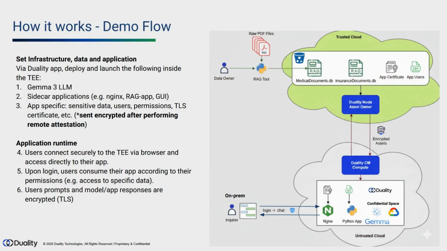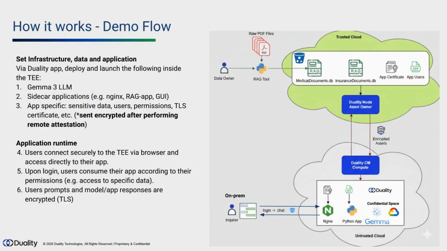Using the Duality platform, we deploy Gemma 3 alongside necessary sidecar applications like Nginx and your RAG logic. Critical assets, like TLS certificates and sensitive datasets, are only sent to the TEE after a successful remote attestation. This ensures a cryptographically verified zero-trust connection where users interact with the app directly via a secure, encrypted tunnel.